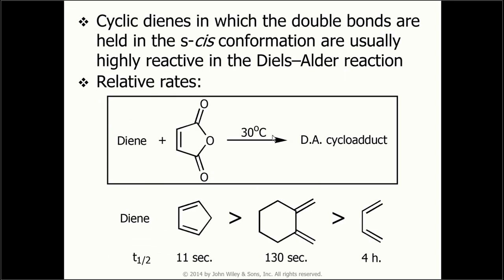So cyclic dienes in which double bonds are held in S-cis are usually highly reactive. So here we have maleic anhydride, and we're back to cyclopentadiene. So think of cyclopentadiene as your very, very reactive diene. This diene with two exo double bonds that are stuck in an S-cis conformation also reacts very quickly. And then, of course, we use 1,3-butadiene as the standard that we compare all other dienes to.